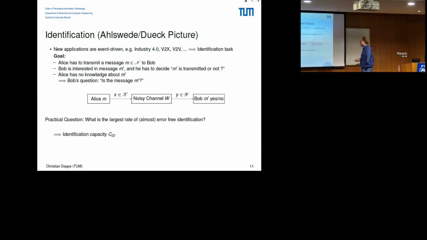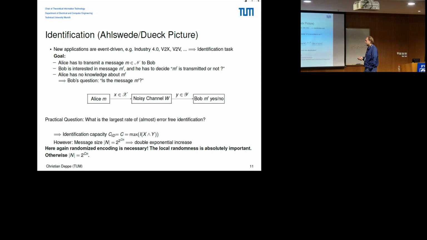What changes now? Again, we want to ask, what is the capacity of this channel? It turns out we get the same capacity, but it's defined in such a way that we have a double exponential increase of the message set. So the message set, instead of 2 to the Cn, is now 2 to the 2 to the Cn. And again, I will say something after you see the definition on the next slide. The randomized encoding is necessary, otherwise we will just have 2 to the Cn again.